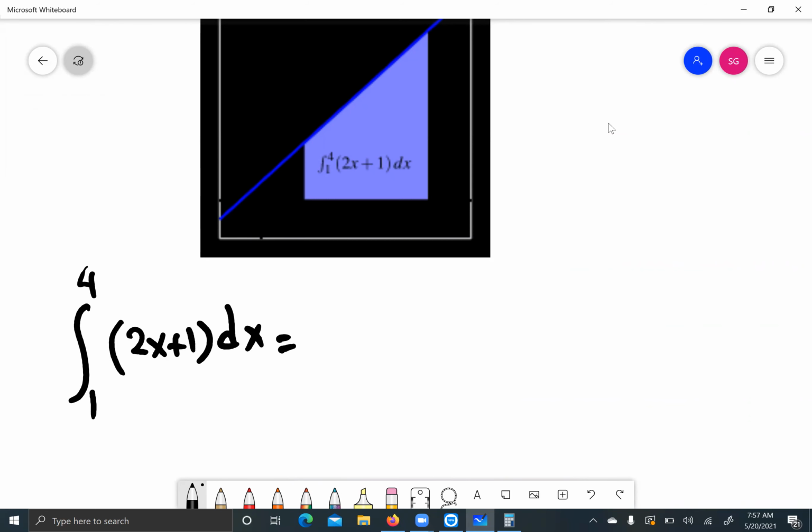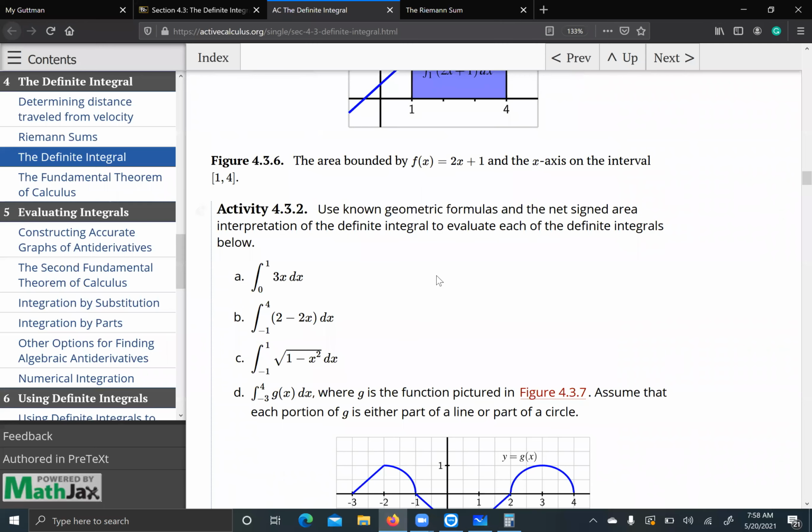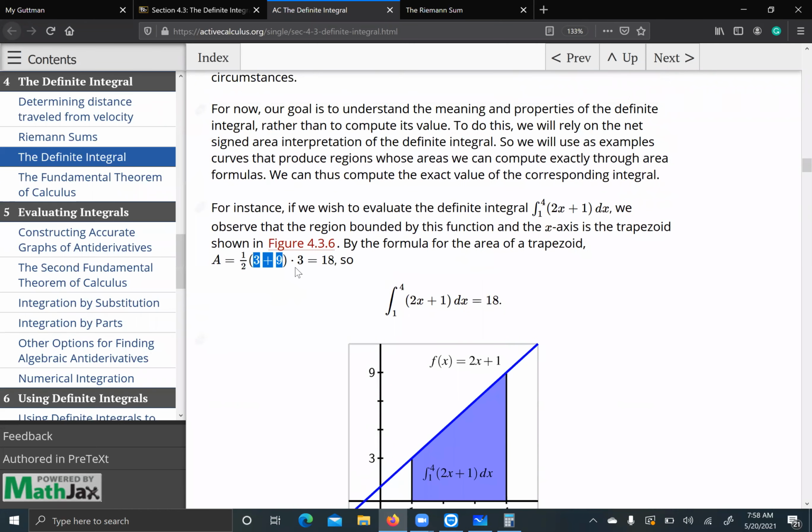So this is going to be the area under the graph, I mean, the area between the graph and the x-axis from 1 to 4. By the way, in the picture, this is 1 and this is 4. From geometry, we can calculate this area. It is not difficult, and you will see this is going to be 18.